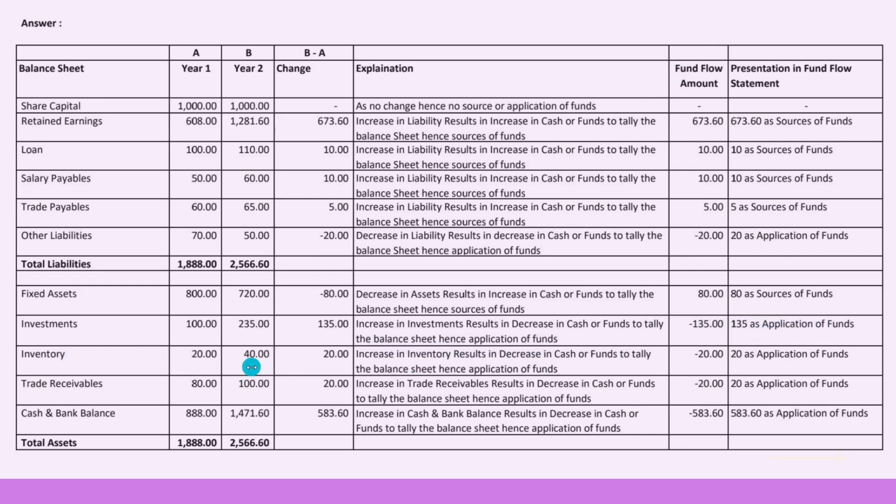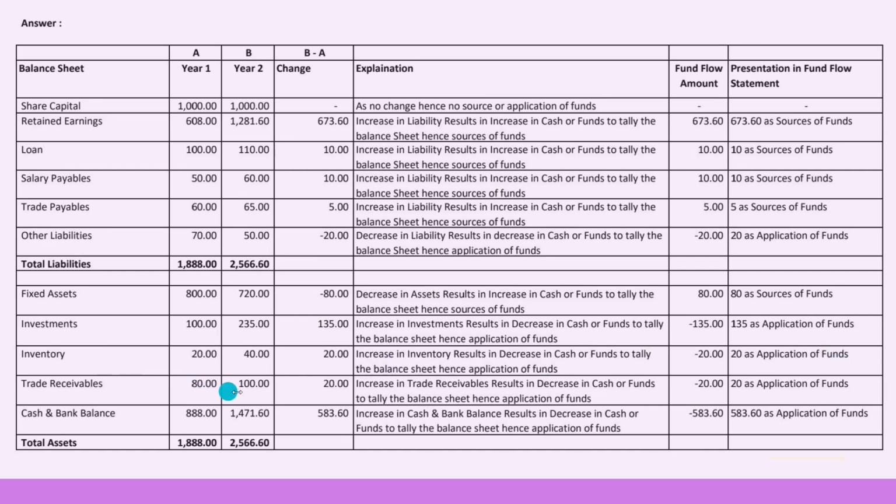Inventory 20 becomes 40, so it increases by 20. So an increase in inventory results in a decrease in cash or funds to tally the balance sheet, and hence an application of the funds. So minus 20. So 20 as application of the funds.